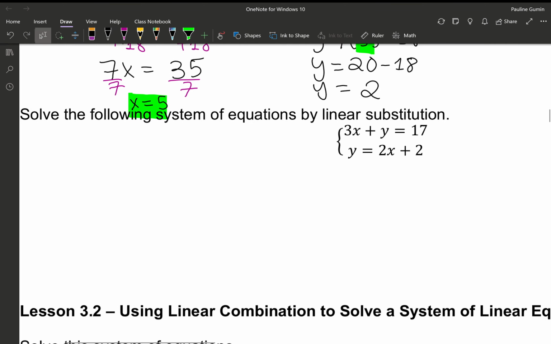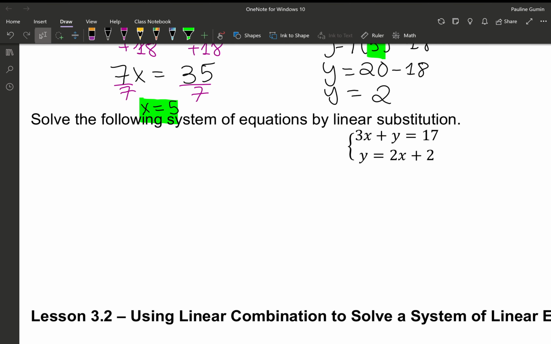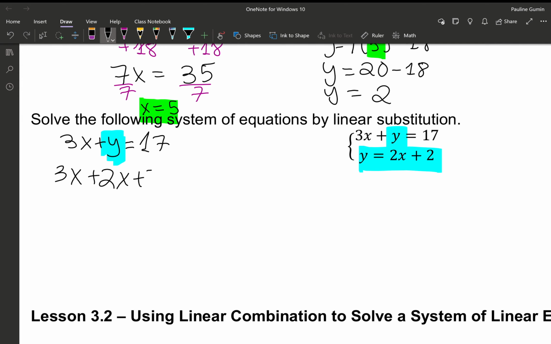Let's try that again. We are once again going to do some linear substitution. I'm going to take the bottom equation, the y equals, and I'm going to plug it in to the top. So I'm going to rewrite it right here for clarity's sake. And let's plug that in. Alright, so we've got 3x, and instead of y, we're going to write 2x plus 2, and it equals 17.